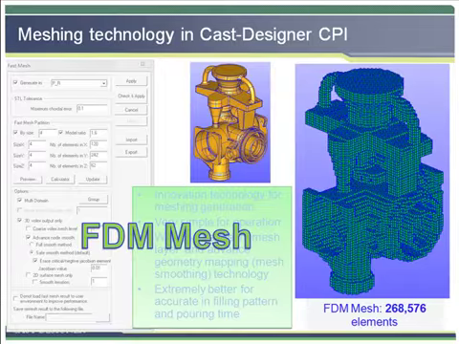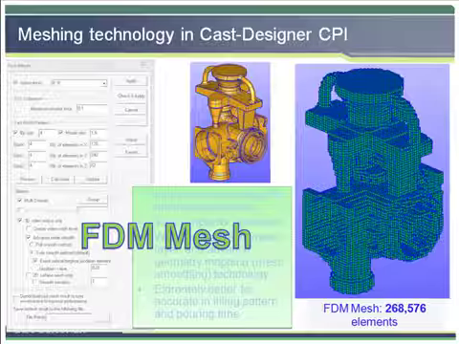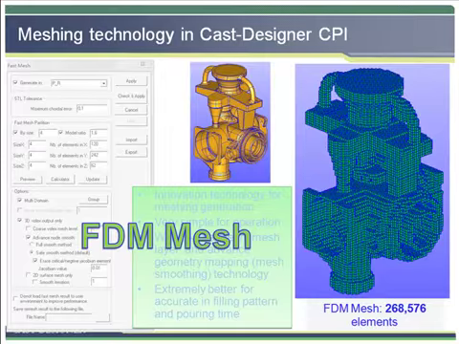The same part is also meshed with the finite difference mesh method. This method is quite simple in calculation, but it is not flexible for complex geometry, and easily causes energy loss at curved edges. For example, in this case, the mesh has 268,576 elements, around 4 times the CPI mesh, but the geometry description is still much worse than the FEM approach. In other words, it needs much more CPU time for the simulation.